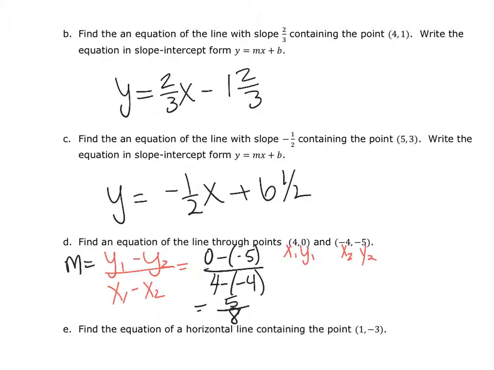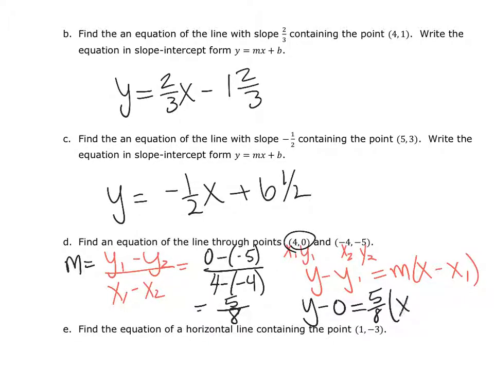It doesn't matter which point I use. I'm going to actually use this point right here because one of my values is 0. So using the point-slope form, I have y. Let me write this in red. So I have y minus y1 is equal to m times x minus x1. So I'm going to use that point, and so I have y minus 0 is equal to 5/8, and then x minus 4. That's an equation of a line.